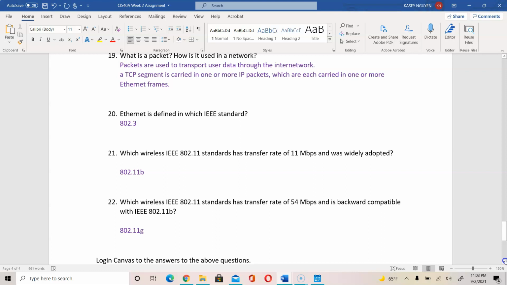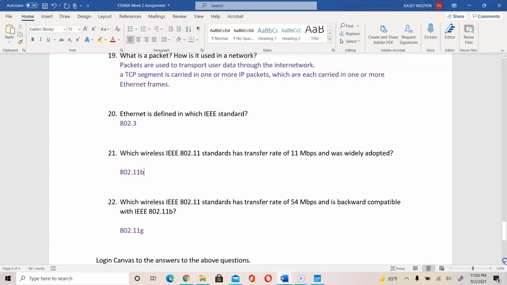For number 22, it asks you which wireless IEEE 802.11 standard has a transfer rate of 54 megabit per second and has backward compatibility with 802.11b. That will be 802.11g. Even though A has 54 megabit per second transfer rate, it is one of its first, so there's no backward compatibility with A because there's no prior standard to 802.11a. So the answer for 22 would be 802.11g.